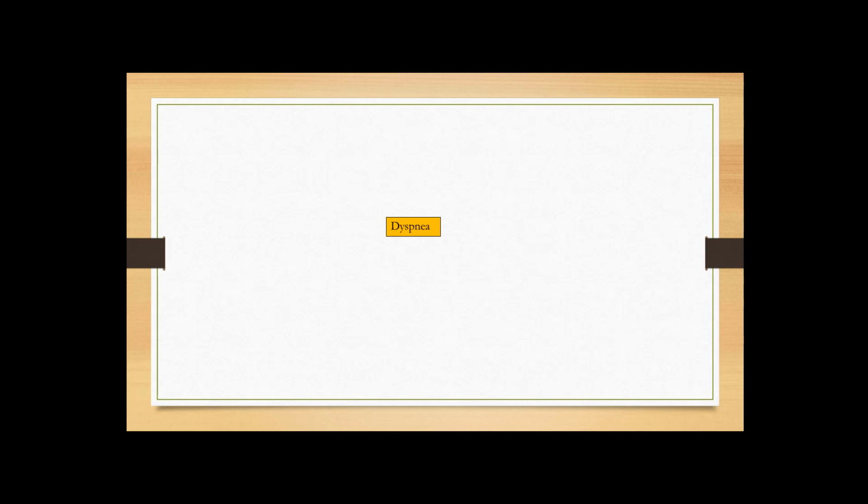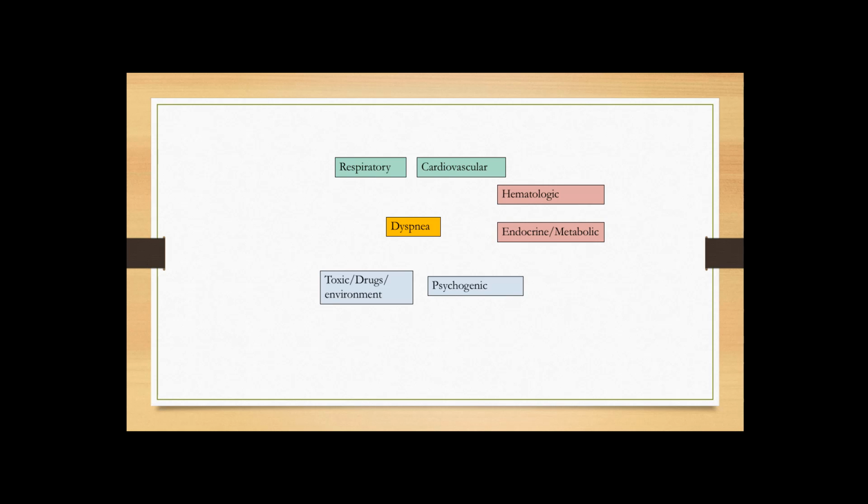So as you know, dyspnea spans across multiple systems. There can be respiratory and cardiovascular causes of dyspnea, which are the two main ones. And then there are hematological causes, endocrine or metabolic causes. There are psychogenic causes, toxic and drug causes, and environmental causes of dyspnea. And then lastly, there are neurological causes and then musculoskeletal causes of dyspnea as well. So dyspnea does span across the systems.